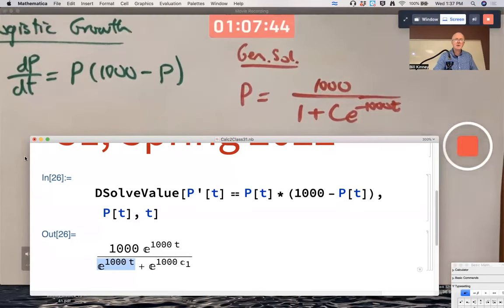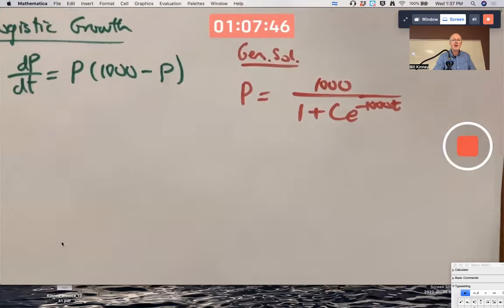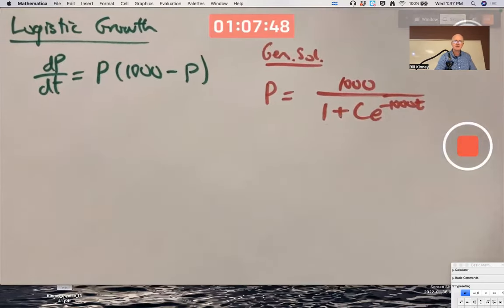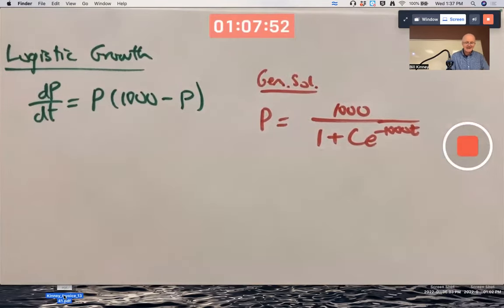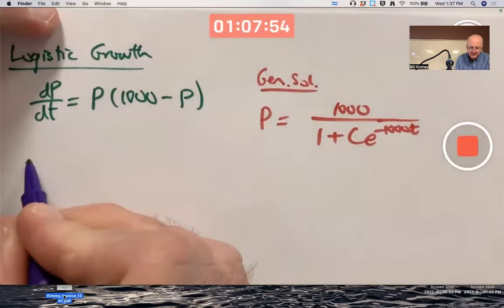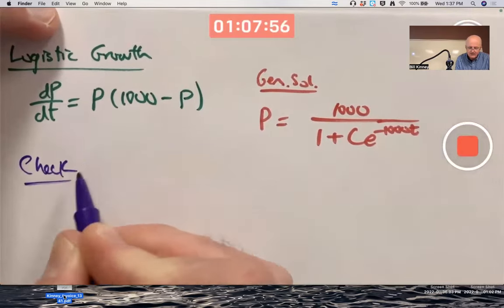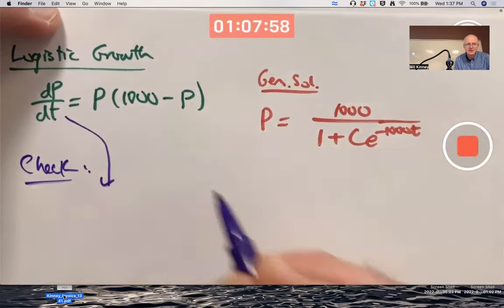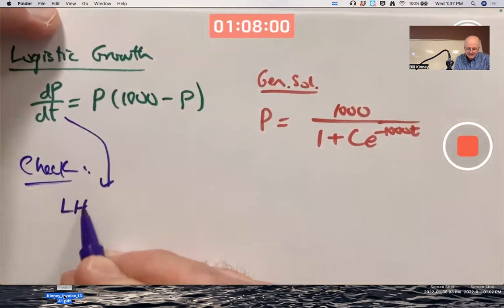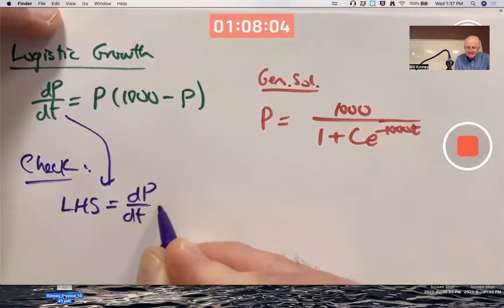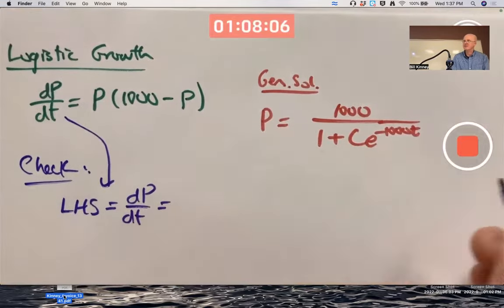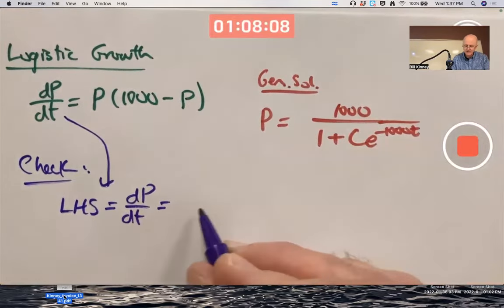In 3 minutes, I want to confirm that this solves the differential equation. I'm not telling you how Mathematica got it. I'm just saying check that it solves the differential equation. We've got to take the left-hand side of the differential equation. LHS stands for left-hand side. It's dp dt. I've got to find the derivative of this. It's a quotient. Use the quotient rule.